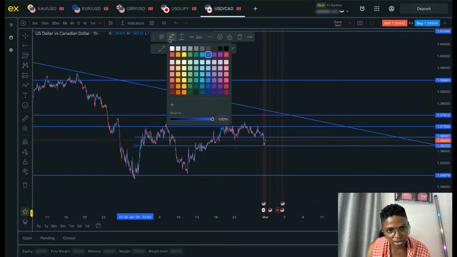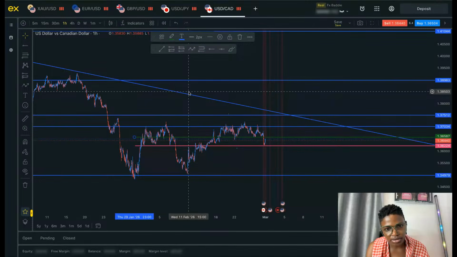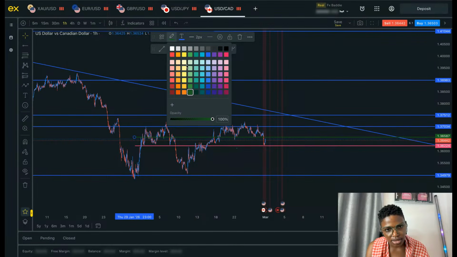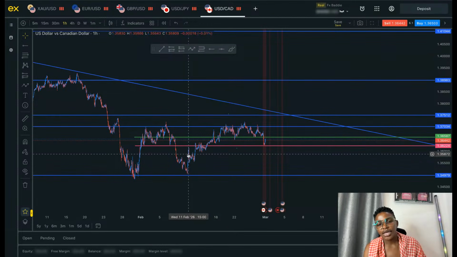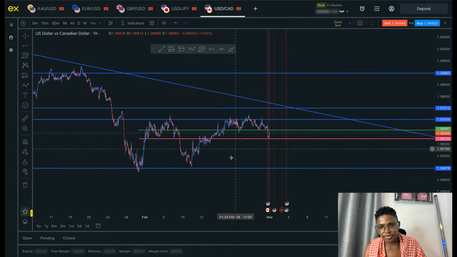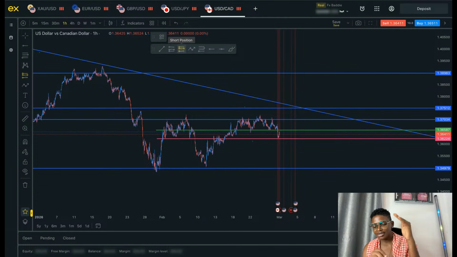Let me change the colors. Put this one red. Or let me just put it green. No, it's not visible. Okay, good. So the green is my minor resistance level. The red is my minor support level. Now, this is how my analysis looks. I'll take a short position because my overall view of USD card is bearish. That's what we have seen on weekly, daily, 4 hours, and 1 hour.